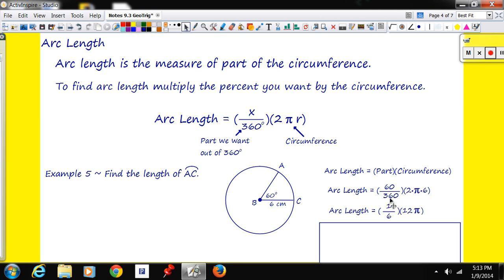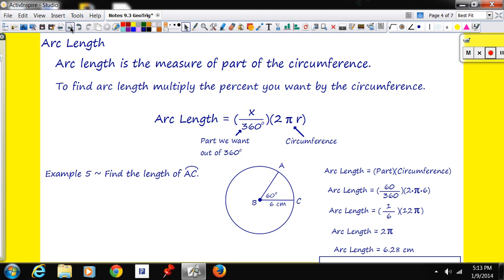The part that we want can be reduced to 1/6 and then times that by 12 pi. You could actually cross cancel here. 6 goes into 12 2 times. So really you're just going to end up with 2 pi. And if you multiply 2 times 3.14, you're going to get 6.28 as your arc length. So from A to C, if I cut it off, I'd be having a length that would be 6.28 centimeters. That's called arc length.